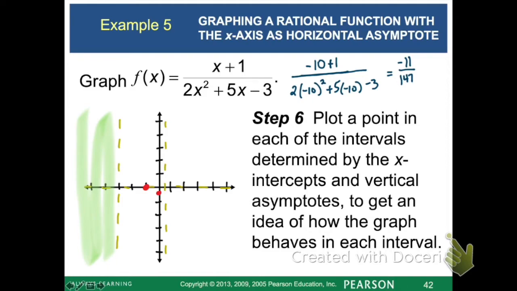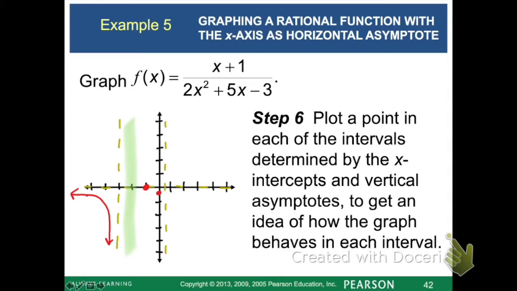When I plug -10 into this function, I get out a negative number. It doesn't really matter what the number is. All that matters is that it's negative. This tells me that my graph is going to be below my horizontal asymptote. So I know that as I draw my graph coming back this way, it's going to get close to the asymptote and shoot down.